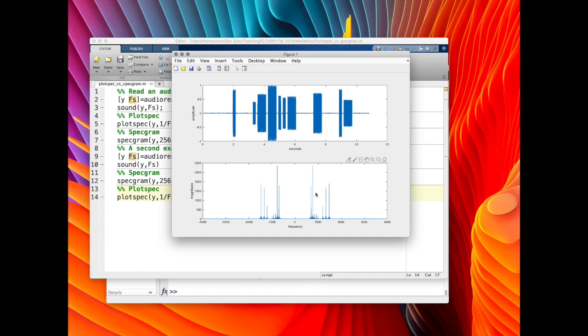All right, so there's a difference between plot spec and spectrogram. The plot spec is giving you the whole picture of everything that happened, not a specific point in time, whereas spectrogram blocks up the signal so you get some idea of the evolution of the frequency content of the signal.